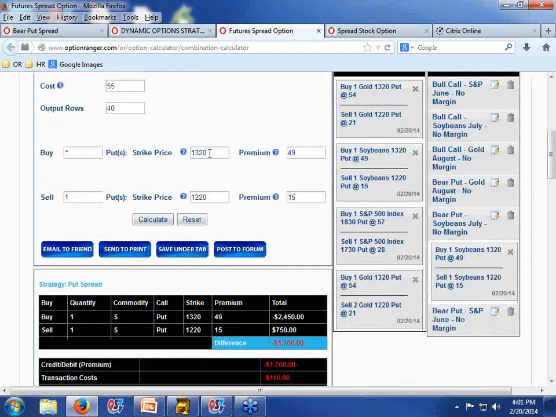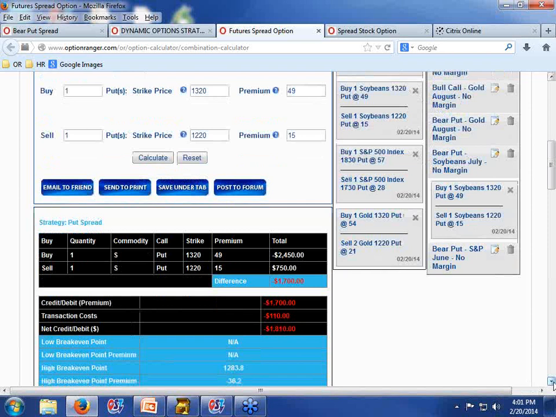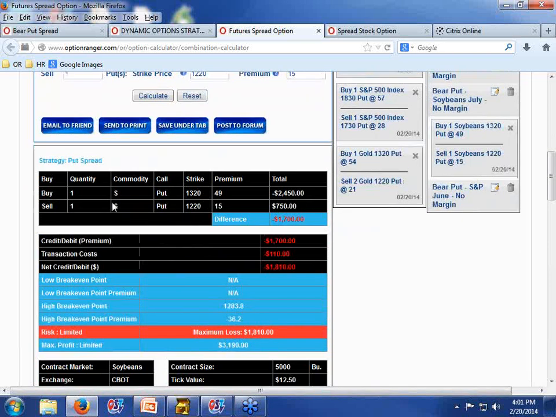This is buying a 1320 put and selling a 1220 put. This is on the July soybean contract, and as long as there's one covering put for every sold put, this is a non-margin trade. You can see that in our strategy gallery, and you can see it in the quick review box here. So we have the specifics of the trade, the costs and premium.